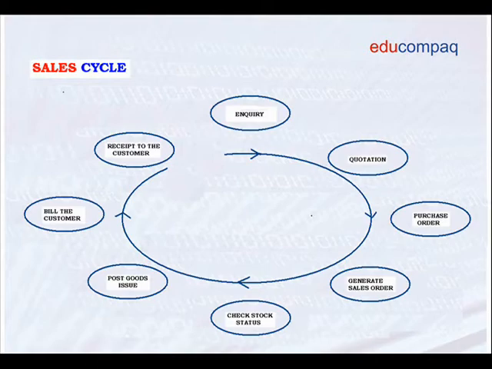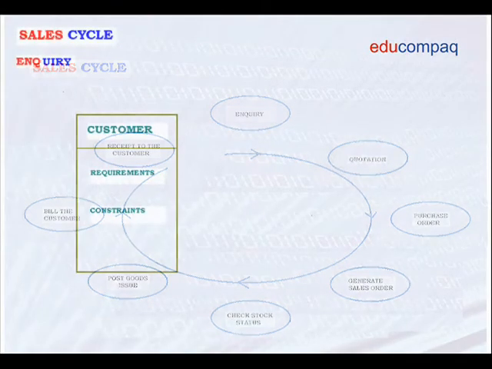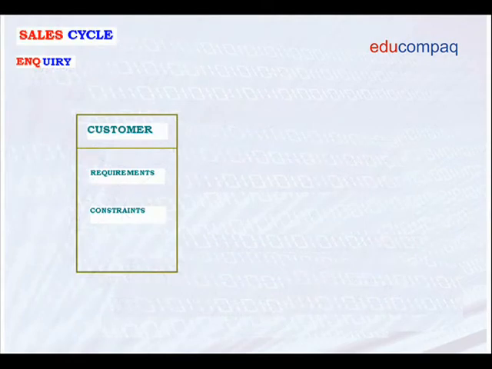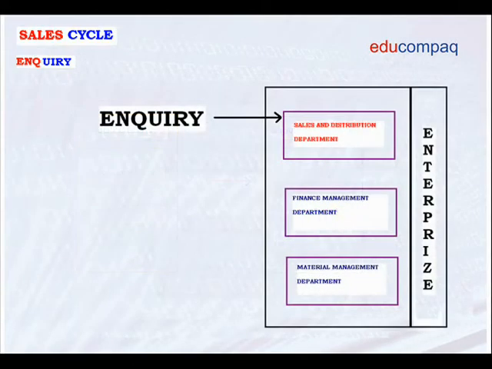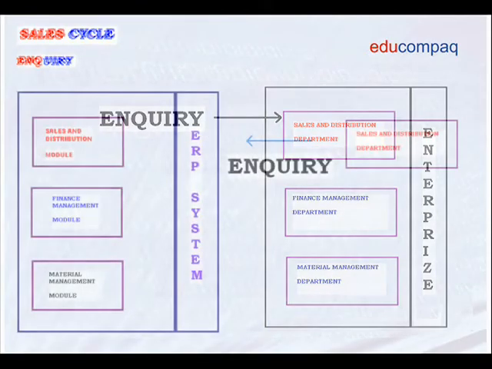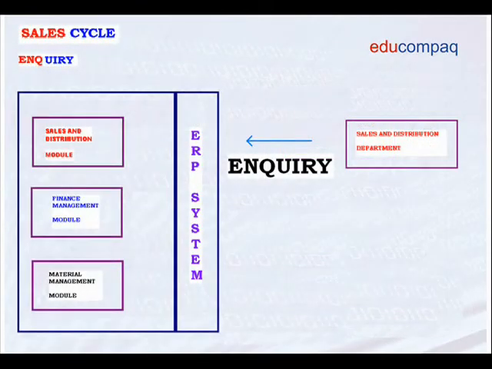The inquiry contains the details necessary for the organization to provide its services to the customer. The customer generates an inquiry and marks the start of a business transaction. This inquiry is addressed to the sales and distribution department of an enterprise. The details of an inquiry are submitted to the ERP system for further processing.